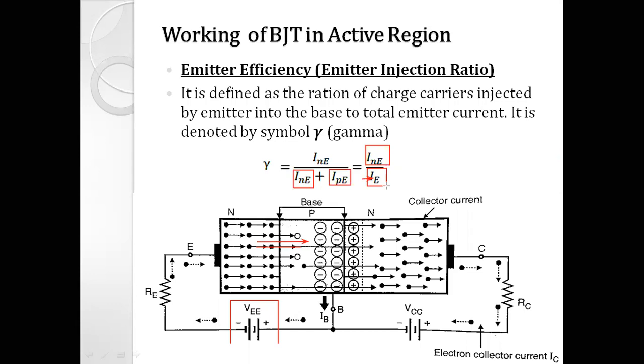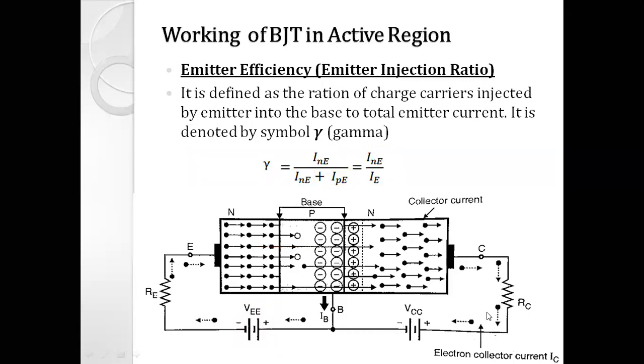Normally, how do we calculate efficiency? The general formula of efficiency is output divided by input. Here the output is the total number of majority carriers injected by the emitter into the base, and the input is the total emitter current, which is due to minority carrier as well as majority carrier. So this is emitter efficiency.